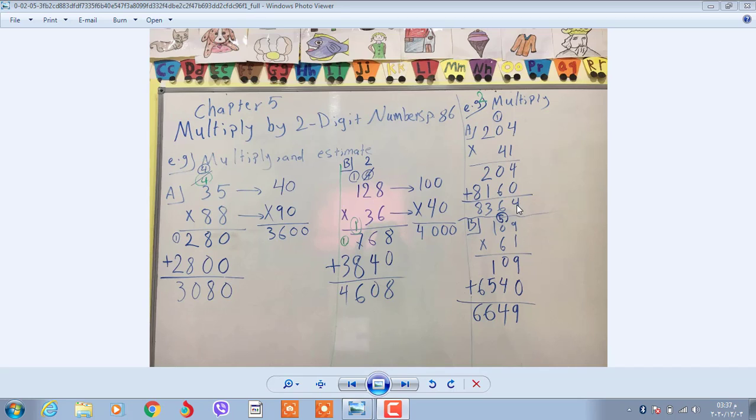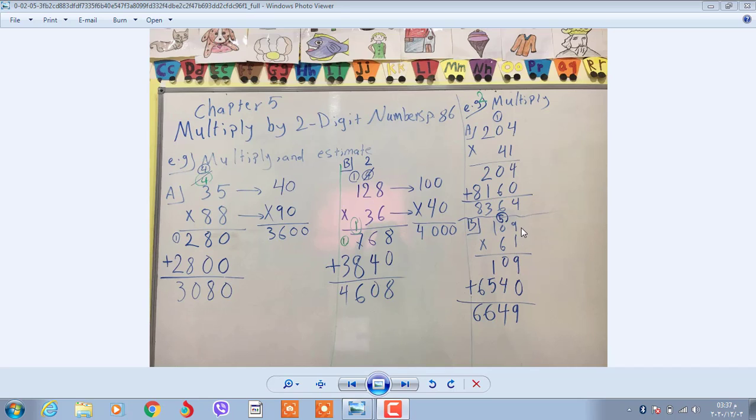0 plus 4 equals 4. 0 plus 6 equals 6. 2 plus 1 equals 3. 8 plus nothing equals 8, or bring down 8. So we have 8364.